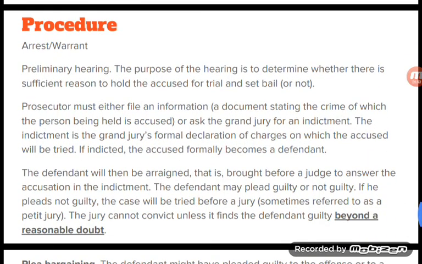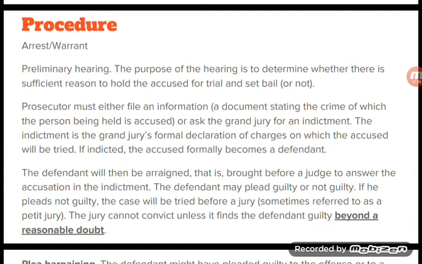Procedure. So we have this criminal act that has occurred. What happens after that? Typically, the first thing that's going to happen is the arrest or the warrant for the arrest. The arrest is made. You have the defendant in custody. There's going to be a preliminary hearing. The purpose of the hearing is, I shouldn't say defendant, I should say perhaps accused. Yes, accused is the right terminology. The preliminary hearing. The purpose of the hearing is to determine whether there's sufficient reason to hold the accused for trial and set bail or not, of course, depending on flight risk.